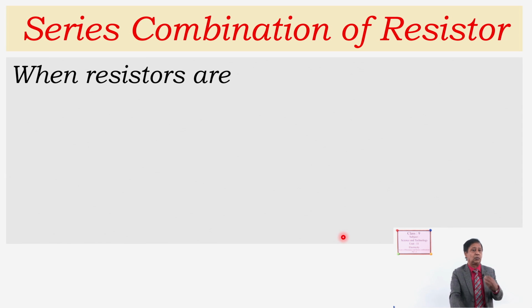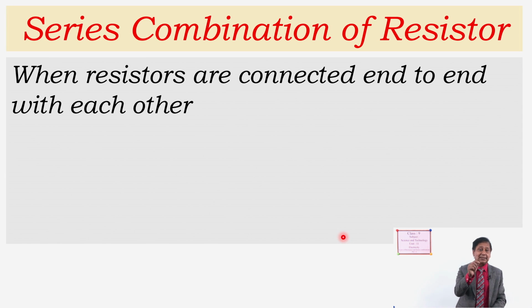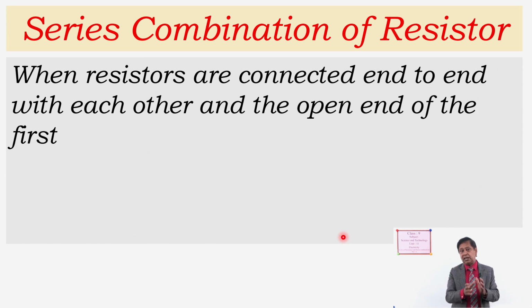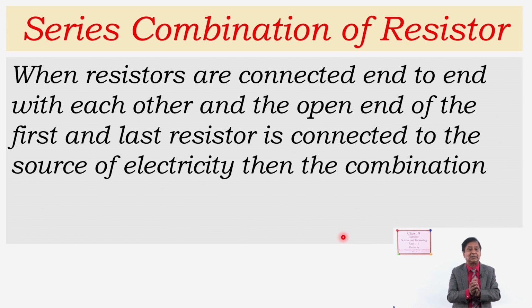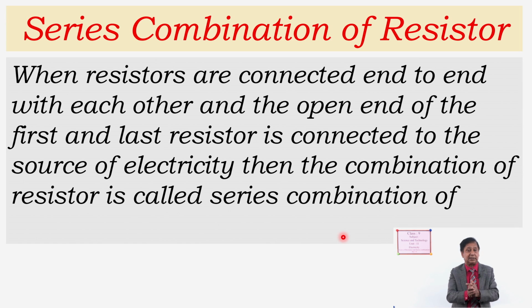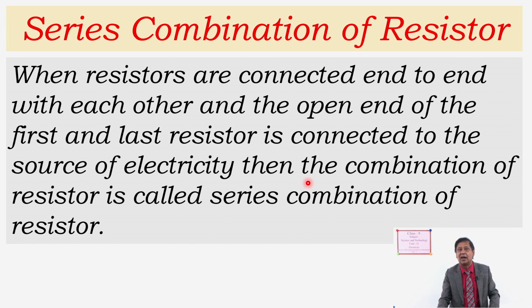We can define it this way. When resistors are connected end to end with each other and the open end of the first and last resistor is connected to the source of electricity, then the combination of resistor is called series combination of resistor. Very long definition, seems to be a little confusing. I want to make it very clear with the help of an animated diagram.